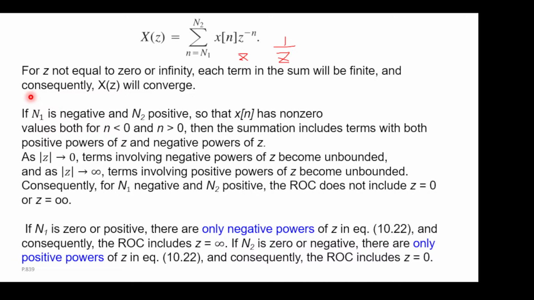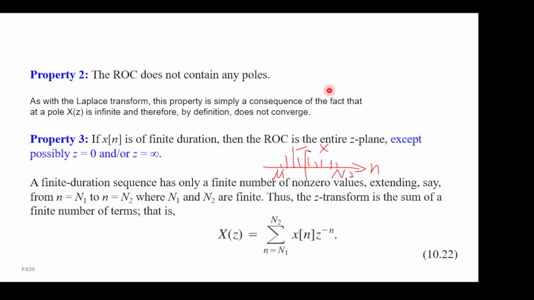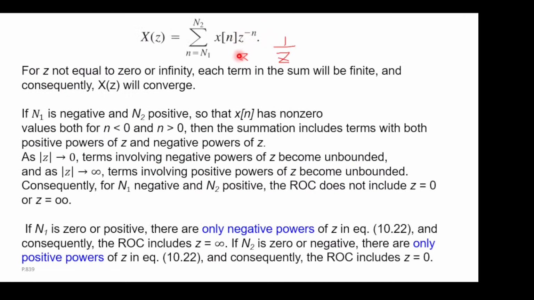But this z to the minus n can diverge at two values. It can diverge at plus infinity or 0. Right? So the infinity or 0, it can be bad. So if your n is positive, this z to the minus n is like 1 over z to some power. And you see this thing will diverge when z equals 0, right? So 1 over 0 is infinity.